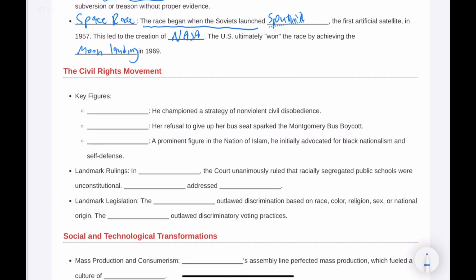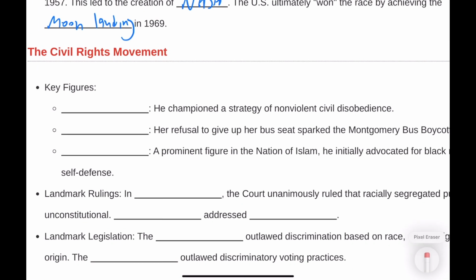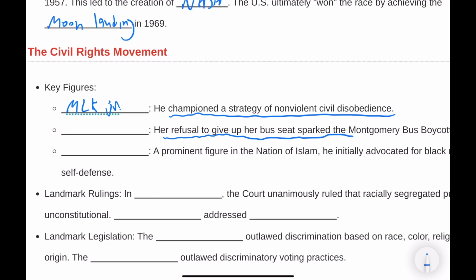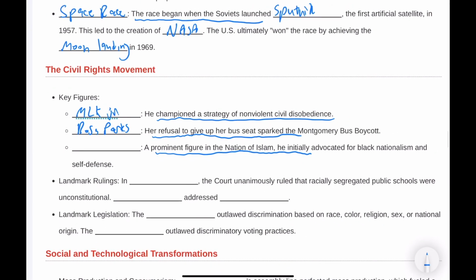Now we're moving on to the civil rights movement, where we're going to be talking about the key figures. So fill in the blank here. This person championed a strategy of nonviolent civil disobedience. That was MLK Jr., Martin Luther King Jr. And this person refused to give up her bus seat, and that, of course, is Rosa Parks. And next up, we have a prominent figure in the Nation of Islam, and he initially advocated for black nationalism and self-defense, who would be Malcolm X.